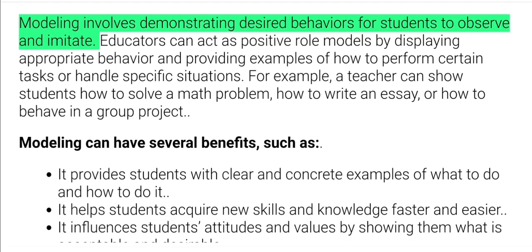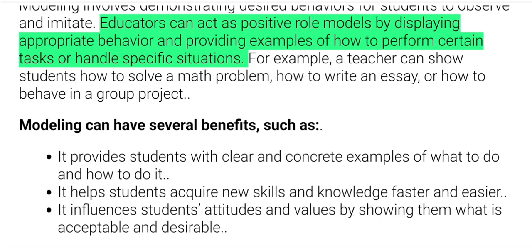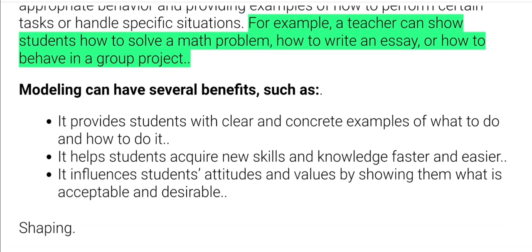Modeling. Modeling involves demonstrating desired behaviors for students to observe and imitate. Educators can act as positive role models by displaying appropriate behavior and providing examples of how to perform certain tasks or handle specific situations. For example, a teacher can show students how to solve a math problem, how to write an essay, or how to behave in a group project.